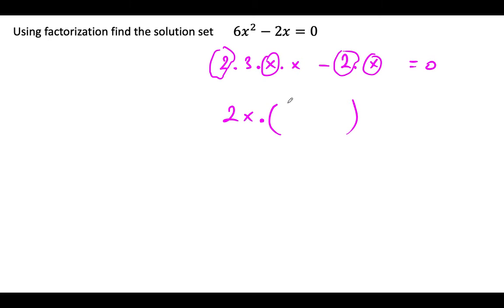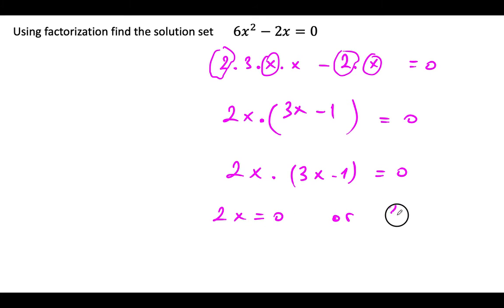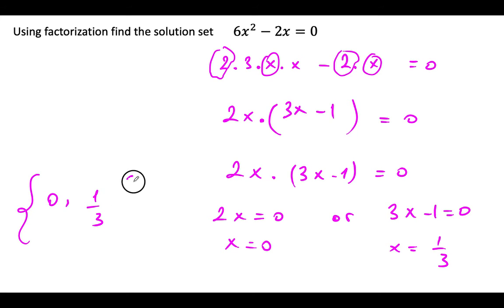So take the common terms out of the parentheses, 2x times. Here what is left? 3x. Here what is left? Just 1. So we have 2x times 3x minus 1 is equal to 0. The product of two things is 0, which means the first one is 0 or the second one is 0. And then x equals 0, x equals 1 over 3. So the solution set is curly braces 0 comma 1 over 3.